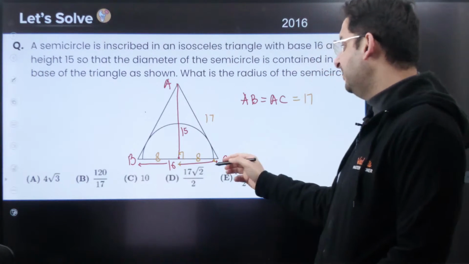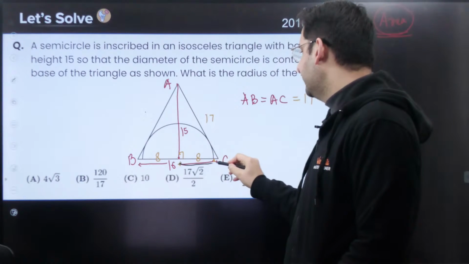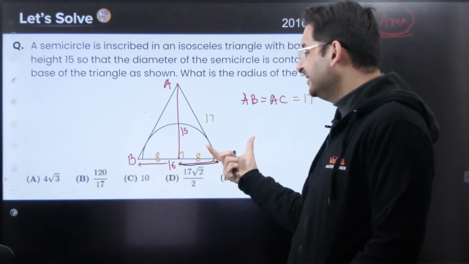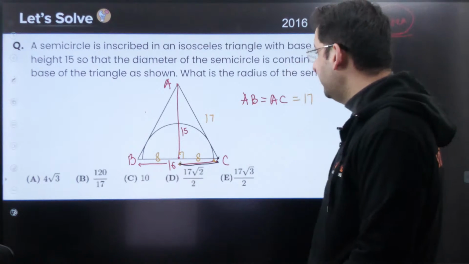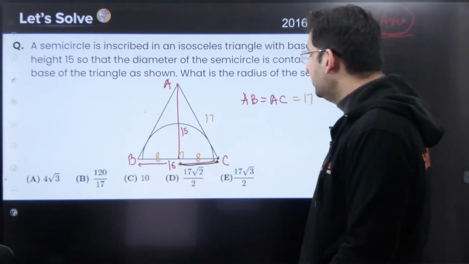So the radius is not 8, please understand. 8 is this, from here to C. So the radius is definitely going to be less than 8. It is going to be less than 8, but how much less, that is what we need to find out. So how do we do this, guys?